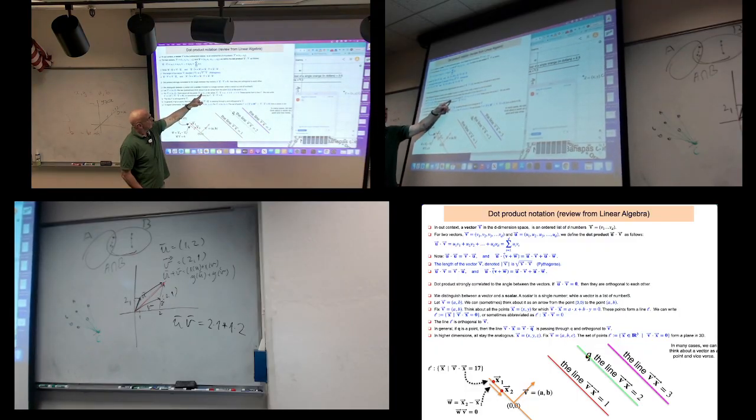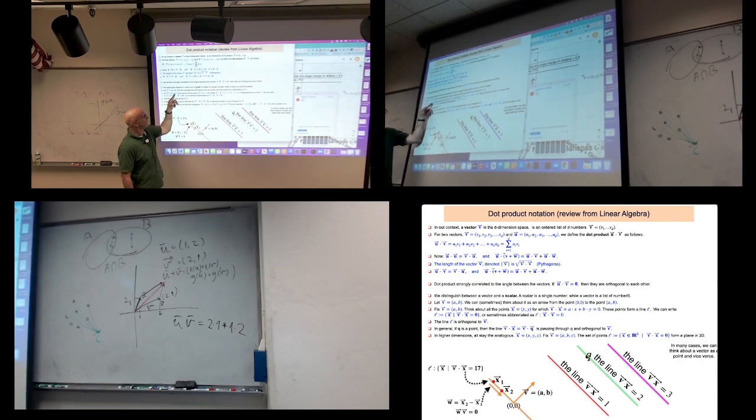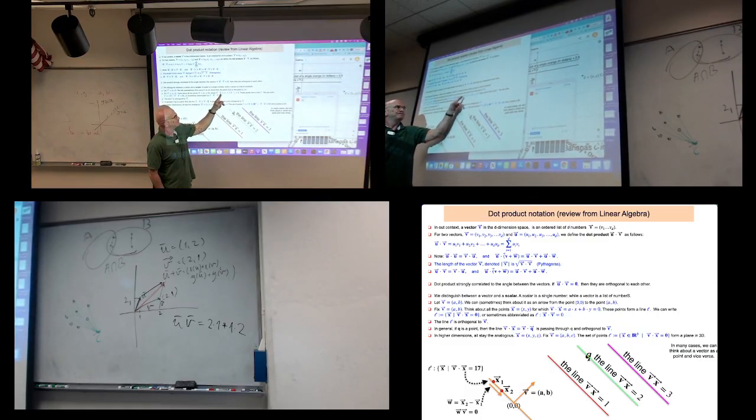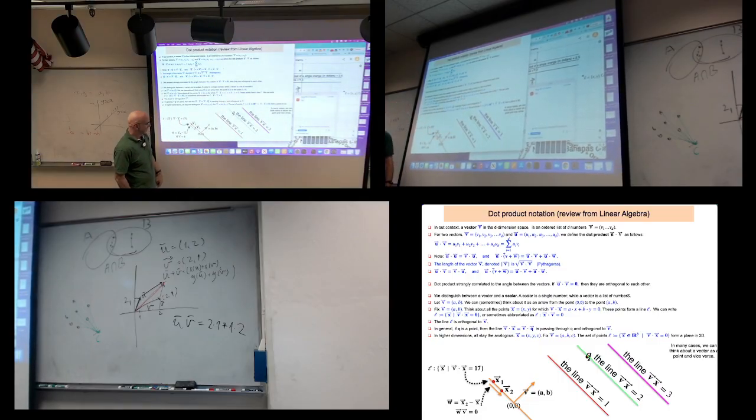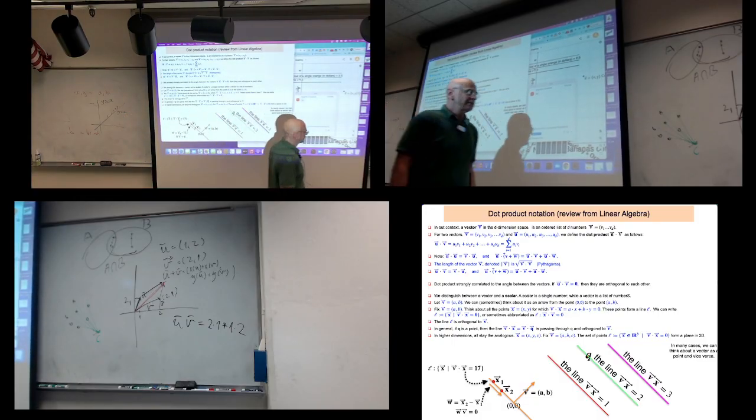So let's think about keeping the vector v fixed. Now we are getting closer to linear programming. Keeping v fixed, the coordinates of v are a and b. And I'm talking about v dot product x. And I'm asking where are all the points x, vector x, such that v times x equals 0. Where are all these points x such that v times x equals 0? So let's think about it a moment.